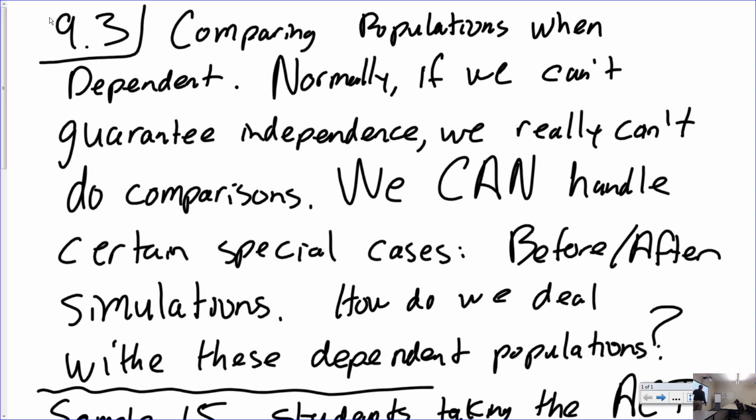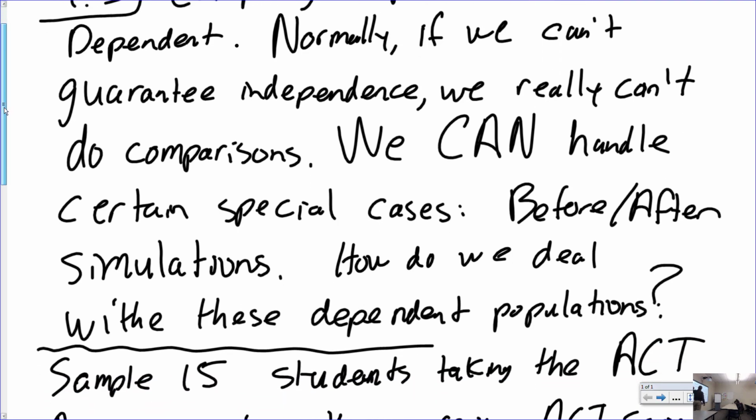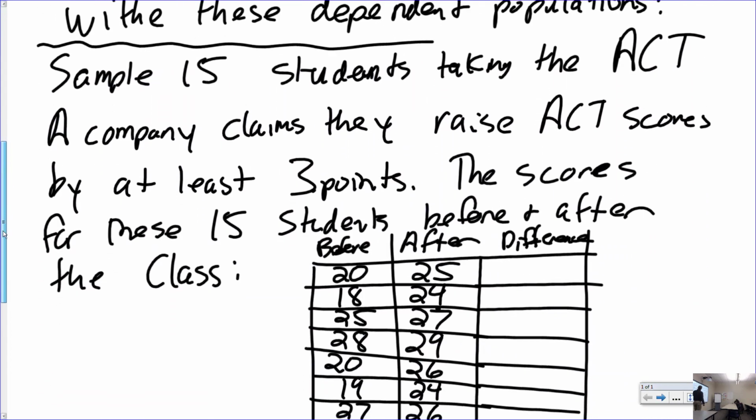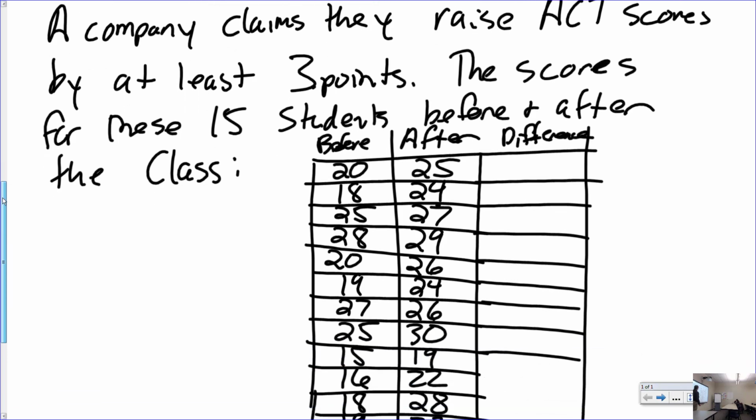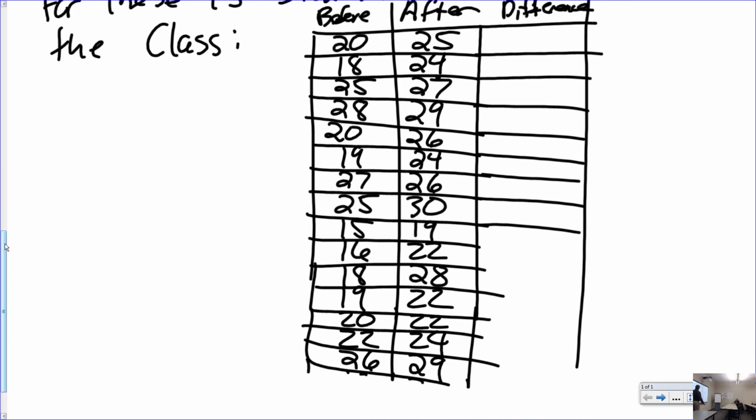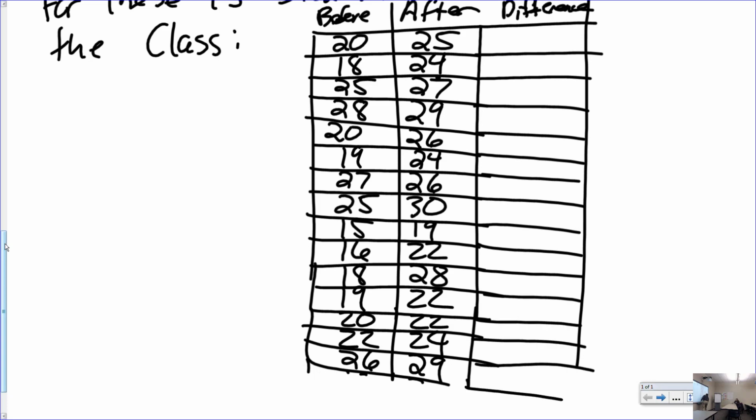We're comparing dependent populations, and the types of dependent populations we're working with are ones where there's a before and after case. We've set up a problem where some students are taking an ACT class to improve their ACT scores, and here are the before and after data. The key to this, folks, is that you don't have to look at the hard data. All you have to do is look at the difference of the data.